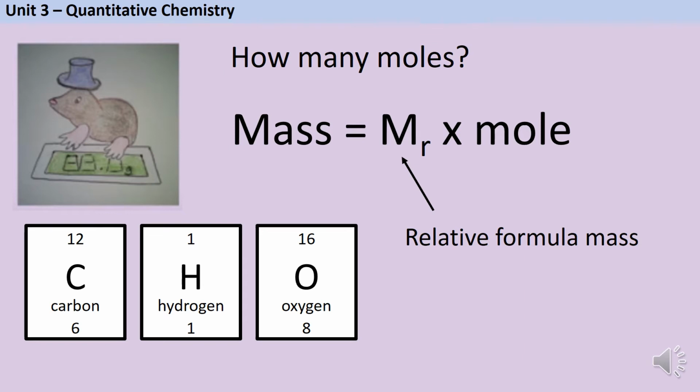The first method that you may be using is using the mass of a chemical. So there's an equation which is mass is Mr times mole, where Mr is the relative formula mass. And we calculate the relative formula mass by adding together the relative atomic mass of each one of the atoms in a compound. So let's look now at how this would work.